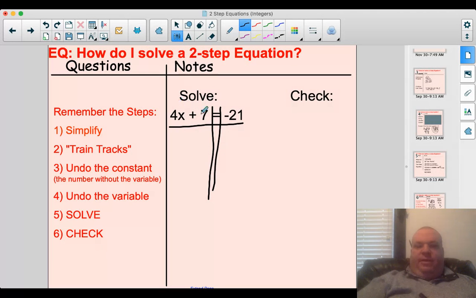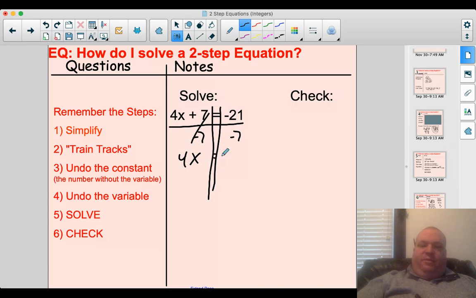Okay, 4x plus 7. If I knew what x was, I would multiply, then add. So going backwards, I subtract and then divide. Right, so I undo the adding, and then I undo the multiplying. So subtract 7 from both sides.